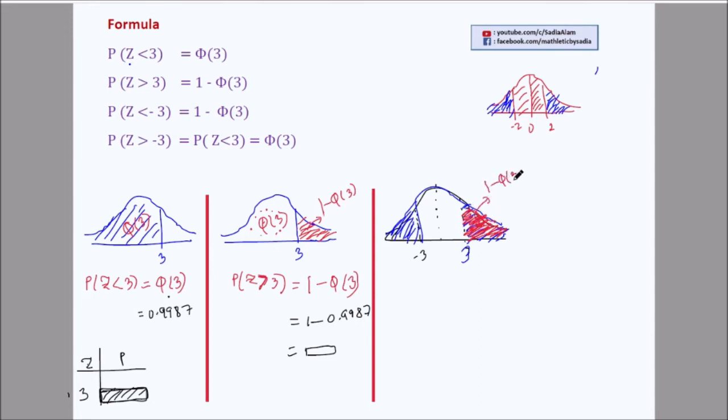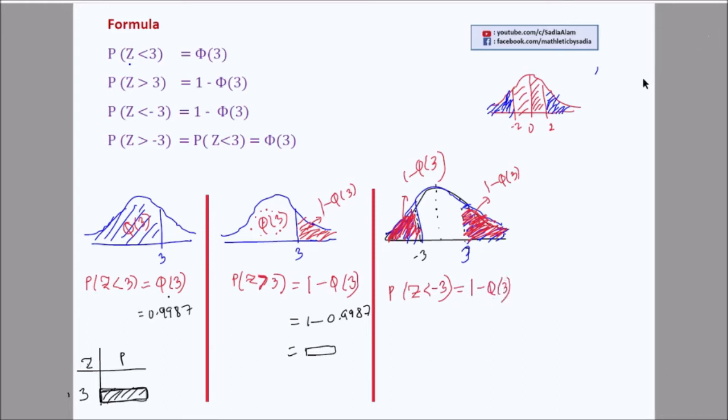1 minus phi of 3, and this portion has to be equal. So that's also 1 minus phi of 3. So if we need Z less than minus 3, we cannot get this value from the table because the table is actually for positive Z. But Z less than minus 3 is basically equal to this part, which is the probability of Z greater than 3, right? So the value of which is 1 minus phi of 3.